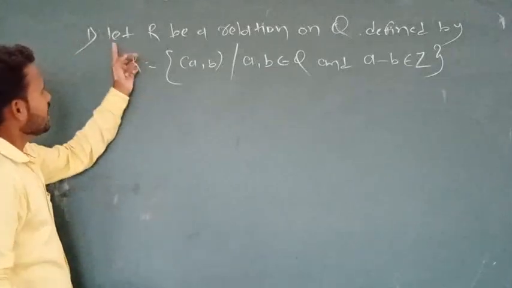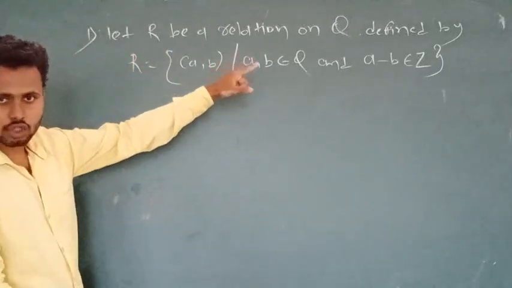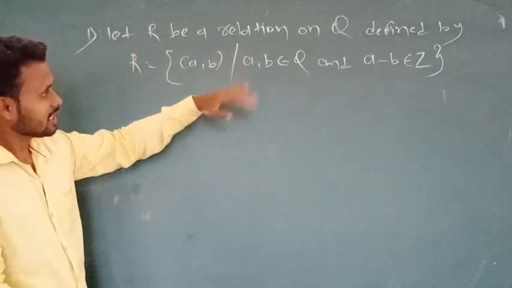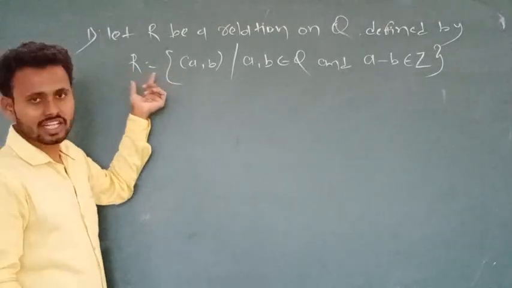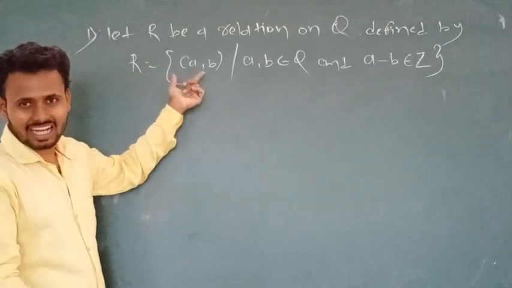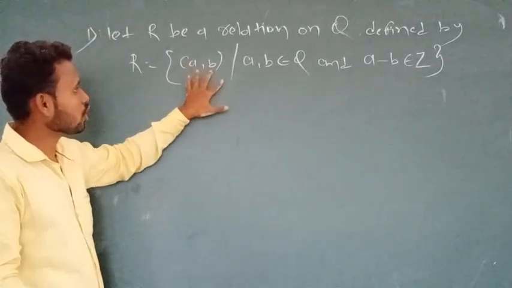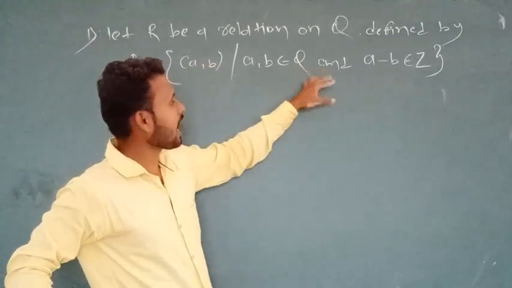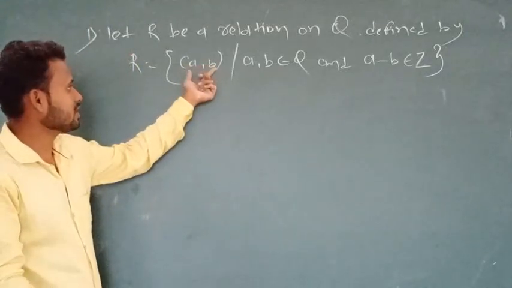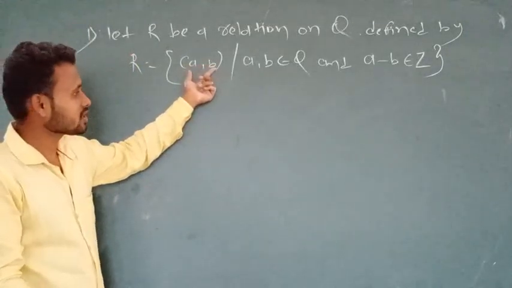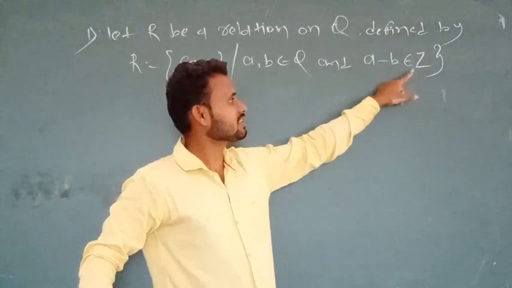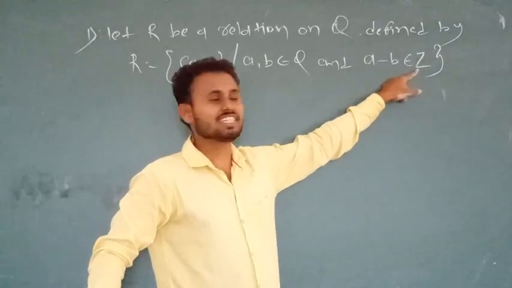Okay. Let R be a relation on Q, the set of rational numbers, defined how? R equals the relation containing all ordered pairs (a, b) such that these two components belong to the set of rational numbers, and if we take the subtraction of these two components, we get an answer. This answer belongs to the set of integers Z.